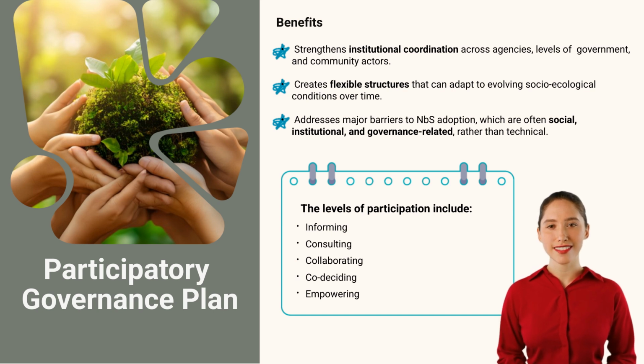long-term maintenance. In practice, a participatory governance plan helps strengthen institutional coordination across different agencies, levels of government, and community actors. It also creates flexible structures that can adapt over time as socio-ecological conditions evolve. Importantly, it addresses key barriers to the uptake of nature-based solutions, which are often social, institutional, or governance-related rather than purely technical. The plan is built around different levels of participation.